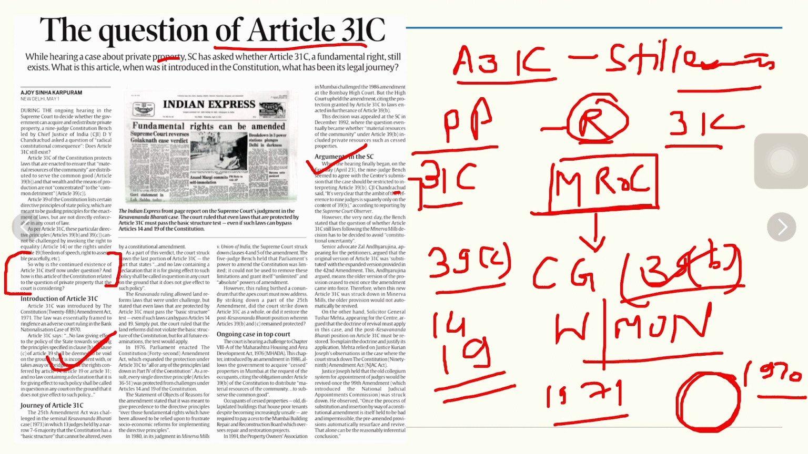Justice Joseph held that the old collegium system for the appointment of judges would be revived once the 99th Amendment was struck down. He observed that once the process of substitution and insertion by way of a constitutional amendment is itself held to be bad and impermissible, the pre-amended provisions automatically resurface and revive. So that was regarding the NJAC Act also. These are a few of the lines I mentioned regarding the NJAC Act. So let us see what happens in Article 31C.